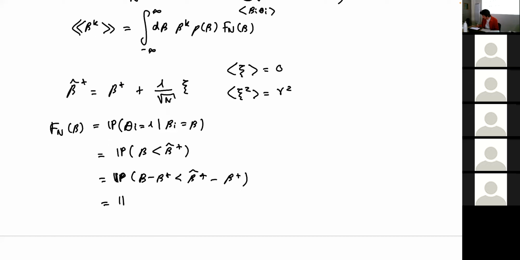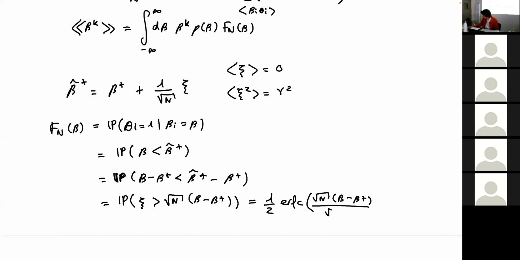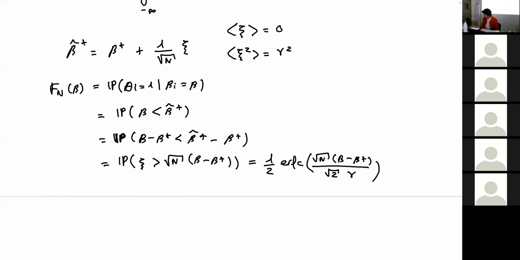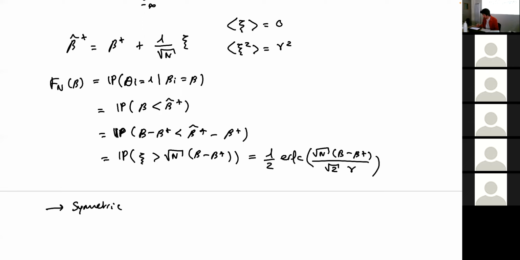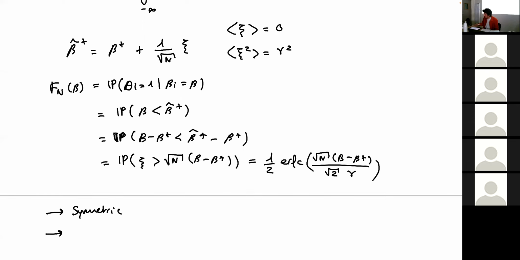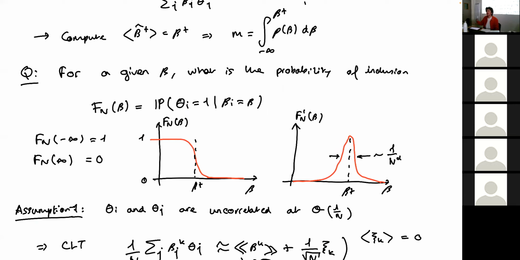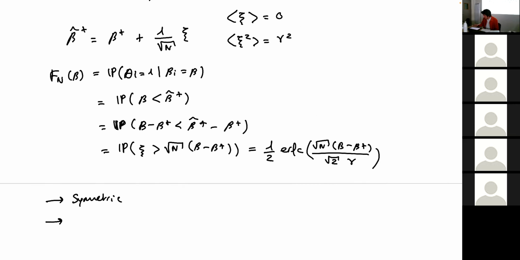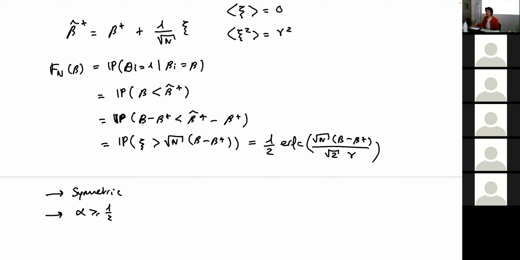Then you can show that this is the probability that your noise, which has variance gamma squared, is greater than √n times beta minus beta plus. And this is just 1/2 an error function. And so you have a √n. This gives us two important pieces of information. The first is that it's symmetric, which was not necessarily true a priori. And then, remember earlier I called this the exponent alpha, the way it decreased in n. We know that alpha is at least 1/2 because of the √n here.